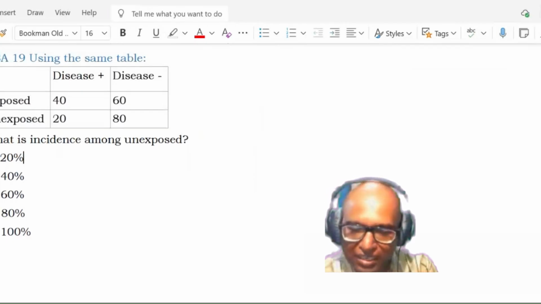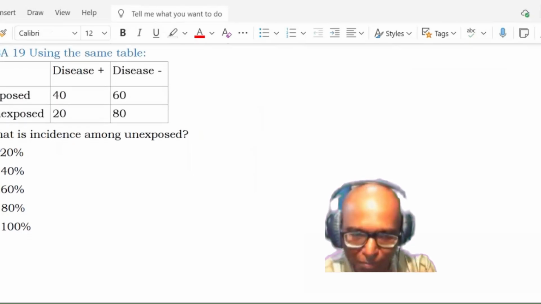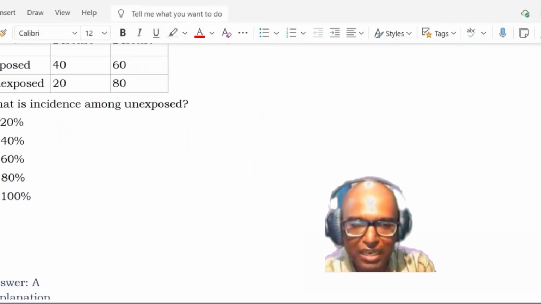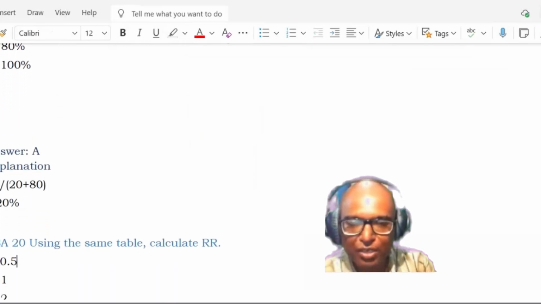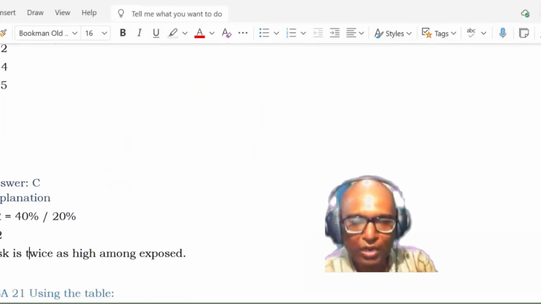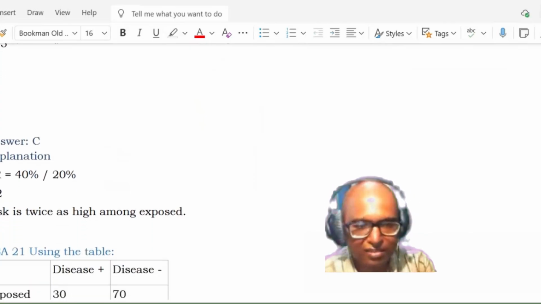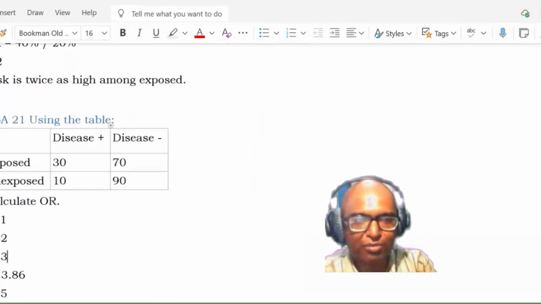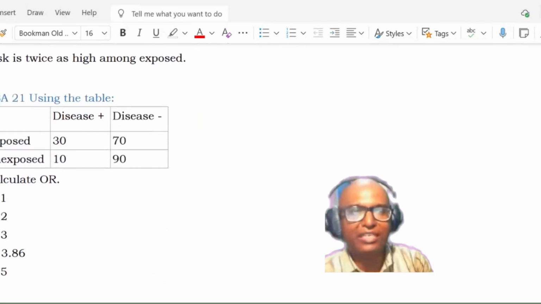Now they are asking the relative risk. So relative risk is the incidence among exposed, which we calculated as 40%, divided by the incidence among unexposed, that was 20%. So 40% upon 20% will be 2. And what is the meaning of a relative risk of 2? The risk is twice as high among exposed persons.